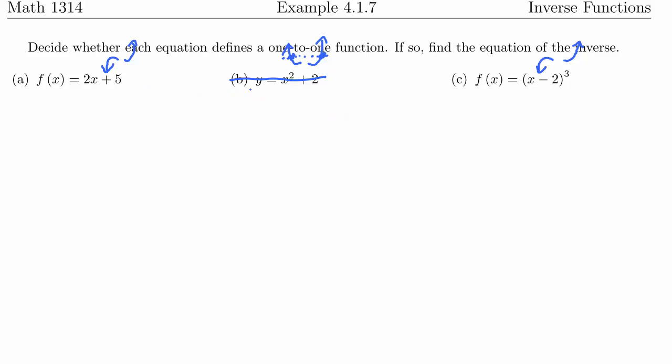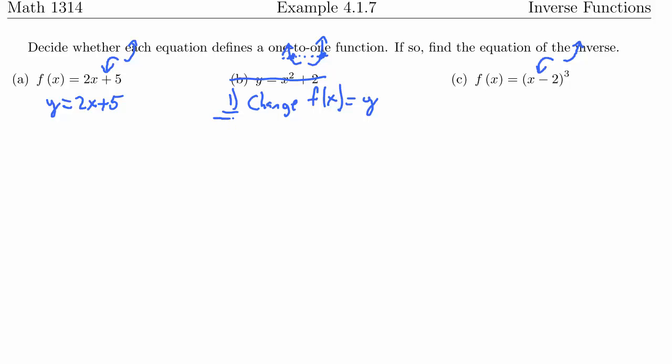Now, there are a few steps that we're going to take in order to find these inverses. We want to figure out if they're one-to-one, but we're going to figure that out by seeing if they have an inverse. Therefore, if they have an inverse, they are one-to-one. So let's look at A. The first step in solving these is change f of x to y. So f of x is actually y, so y equals 2x plus 5.